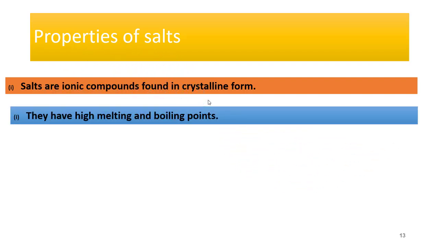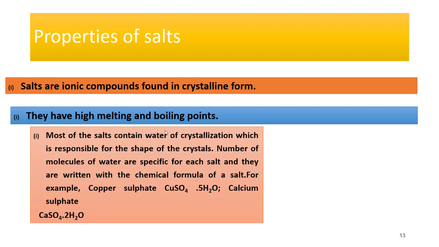The next one is that they have high melting and boiling points. जो salts होते हैं, क्योंकि वो ionic compound होते हैं, इस वजह से they have high melting and boiling points. उनका melting and boiling points high होता है.